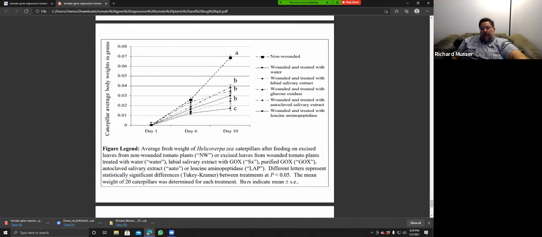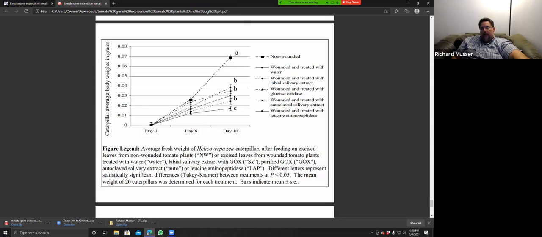So here's the non-wounded plant. Caterpillars grow best on non-wounded tomato plants, and worse on wounded tomato plants. And then these were just different factors that we painted on. Here's labial salivary gland extract, glucose oxidase. There does seem to be some potential differences, but they weren't statistically different when I ran the stats on it. It probably means I need to run more replications, because you can see some trends that are pretty strong.